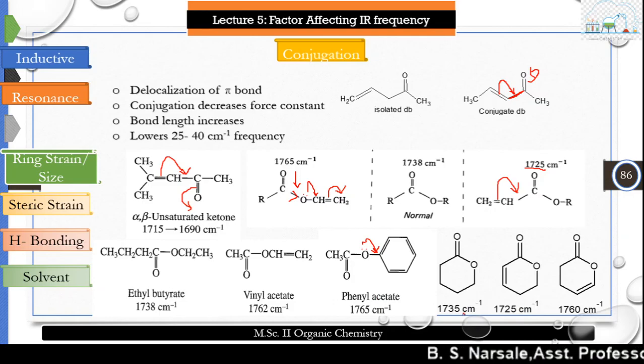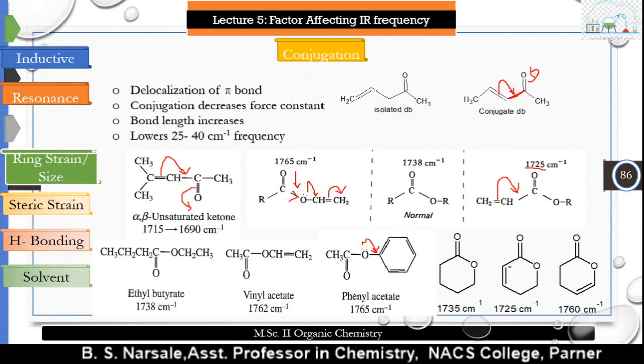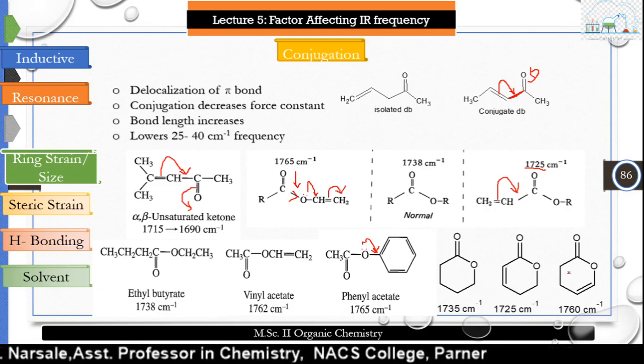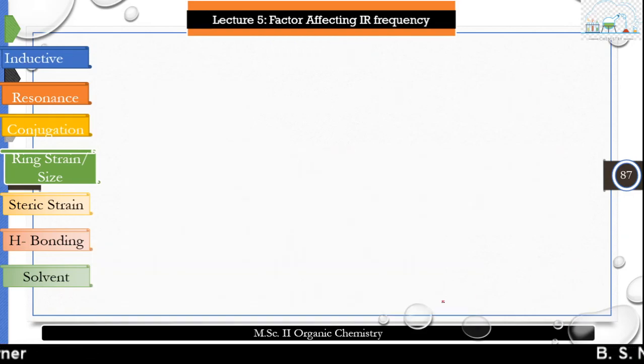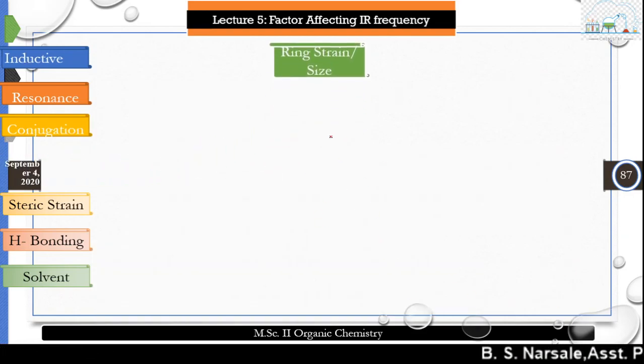Now look at this third example. Again we have taken a lactam. There is no conjugation at 1735, then conjugation with a carbonyl compound, and conjugation with an oxygen. With oxygen there is a higher stretching frequency for the carbonyl. Now the next factor is ring strain.